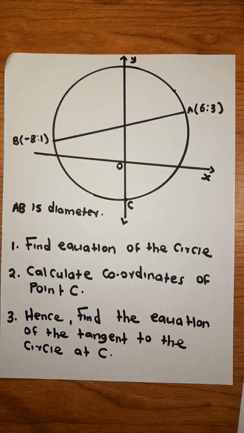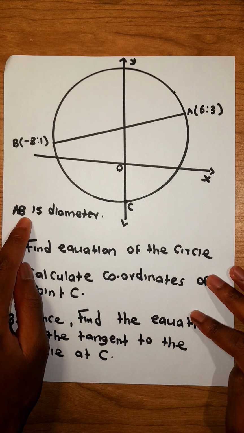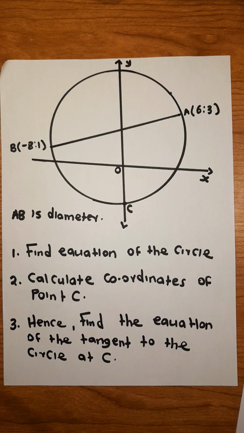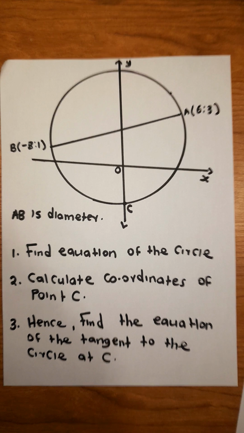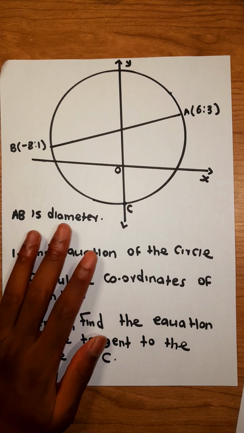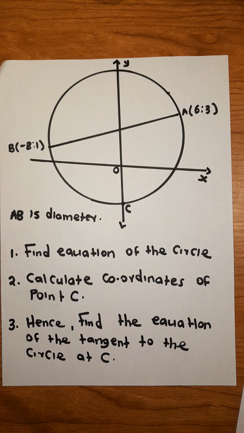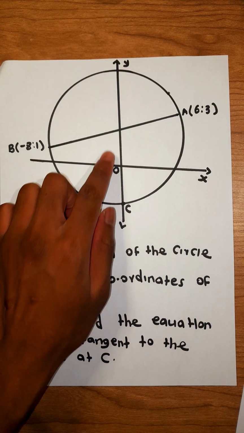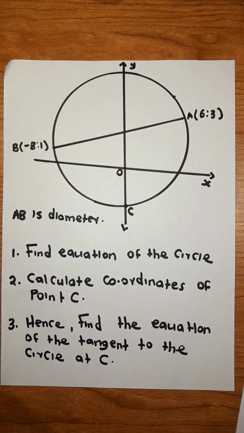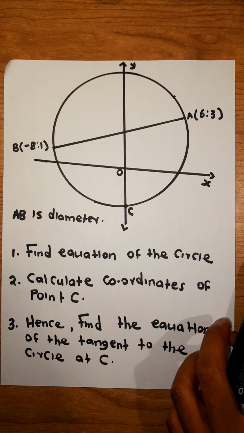Let's look at this question. We are being told that AB is a diameter, right? What do we notice? If AB is a diameter, it means that we can find the midpoint of AB to be the center of the circle. So let's find the midpoint.